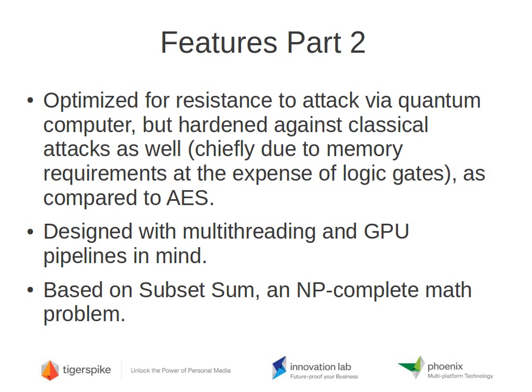It has been designed with multi-threading and GPU pipelining in mind. And it's very amenable to single instruction, multiple data execution, as we find in a modern microprocessor architecture. So there's a lot of parallelism available. And it's based on subset sum, which you can look up in Wikipedia. That's an NP-complete math problem. We feel it's important to build a crypto system around a known, quote-unquote, hard problem, as opposed to just creating something that looks like it might be complicated but may actually be weak.